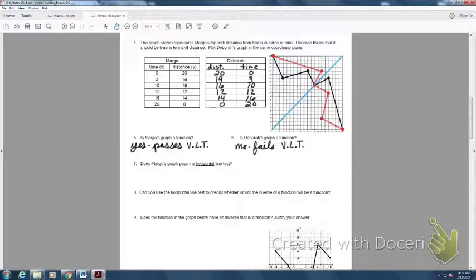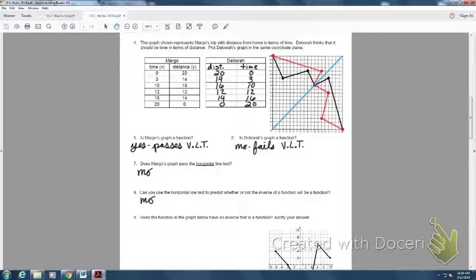Now, does Margot's graph pass the horizontal line test? So, kind of adding something new here, and we'll talk about what that is. It's the same idea, but now if I take Margot's and I draw that line, would it pass the horizontal line test? No. On question number 10, it says on y'all's notes, if the original graph does not pass the horizontal line test, will its inverse be a function? I want you to put no, and let me kind of explain this.